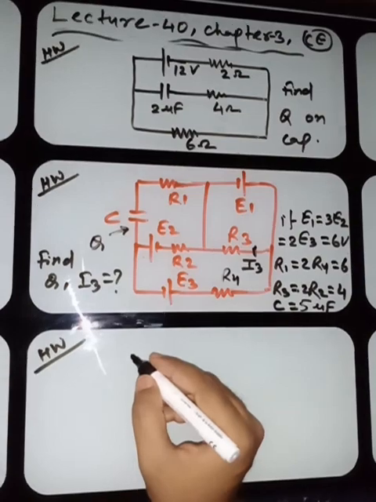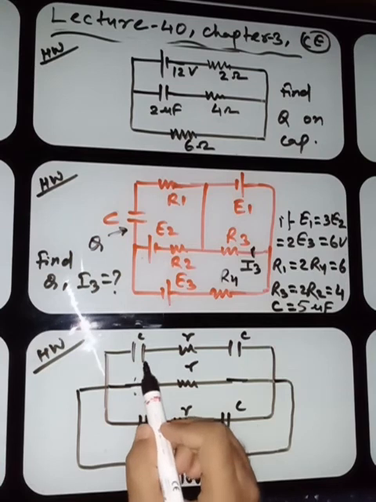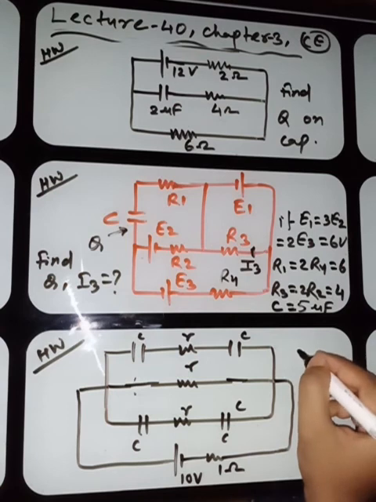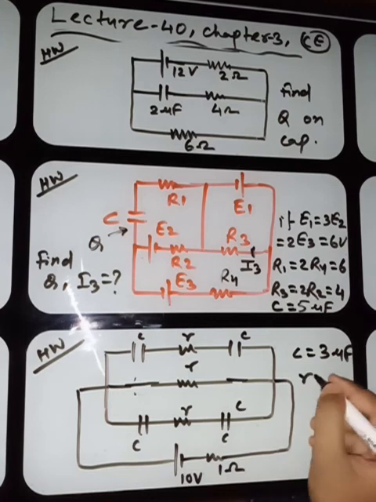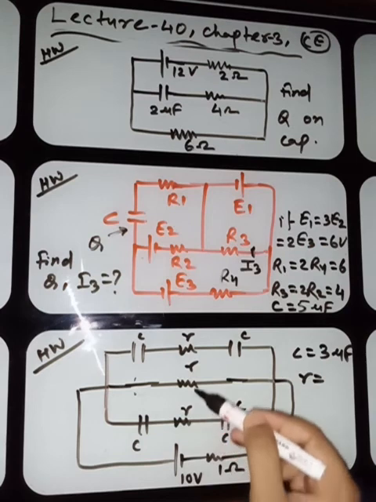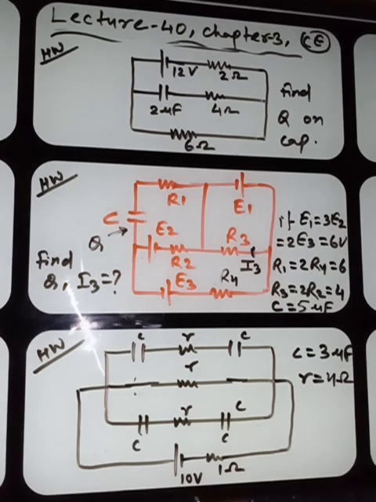Let me look at the third question. Here 4 capacitors are connected, 1 2 3 4, and all the capacitors C are 3 microfarad. There are 3 resistors, 1 2 3, another resistors over here also, of 1 ohm, but here the 3 resistors of R, all the values are 4 ohm. The battery connected is 10 volt. You have to find the charge on each capacitor. This is your question.